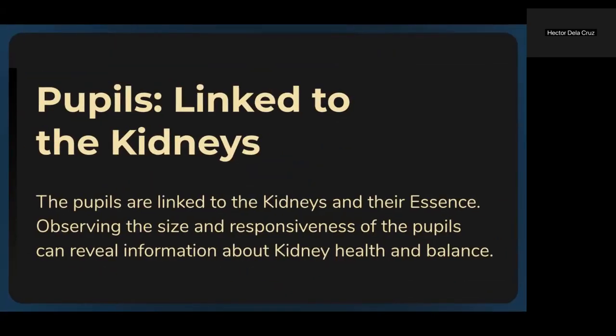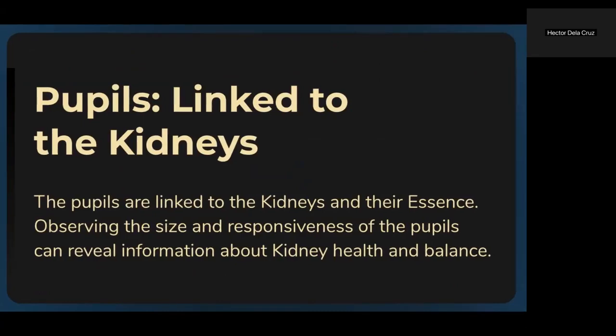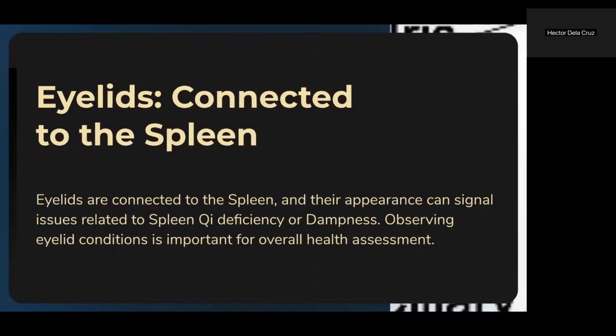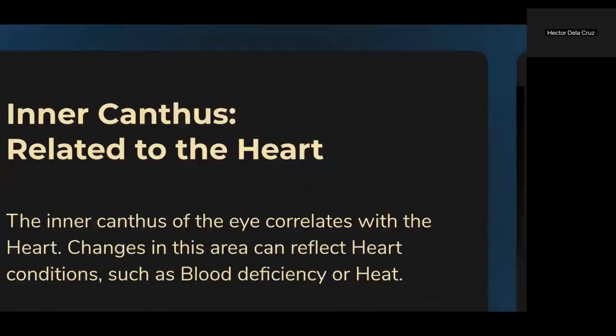The pupils are linked to the kidneys and their essence. Observing the size and responsiveness of the pupils can reveal information about kidney health and balance. Eyelids are connected to the spleen, and their appearance can signal issues related to spleen qi deficiency or dampness. Observing eyelid conditions is important for overall health assessment.